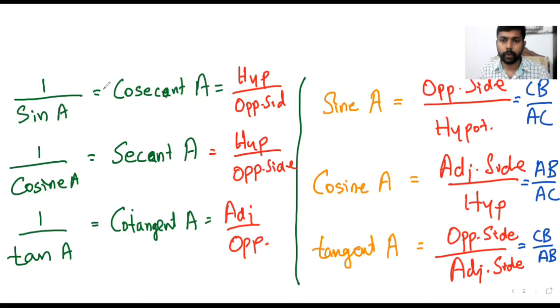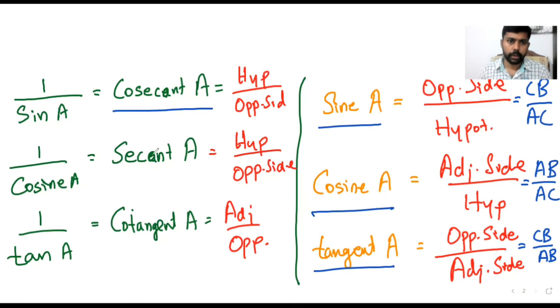Totally 6 trigonometric ratios are there: sine value, cosine value, tangent value, cosecant value, secant value, and cotangent value. Cosecant is usually written as cosec, secant is written as sec, and cotangent is usually written as cot. These 6 are the basic trigonometric ratios. The basic ones are sine, cos, and tan. Their reciprocals are cosec, secant, and cotangent respectively. So totally there are 6 trigonometric ratios.